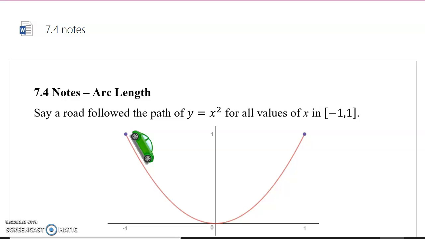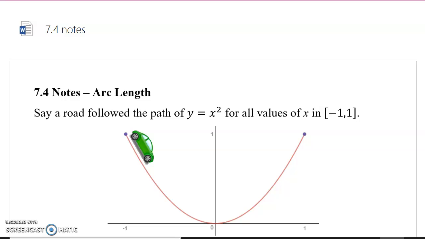Suppose we have a road that follows a parabolic path, y equals x squared, from x equals -1 to x equals +1. One question we might be interested in knowing is how long is that path? How far is that car going to travel? How much asphalt do we need to pave the road? Stuff like that. So we can clearly approach this using incremental measurements, right?